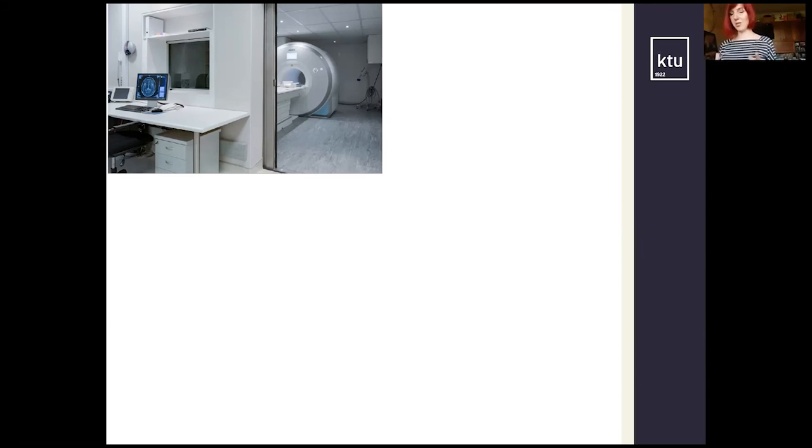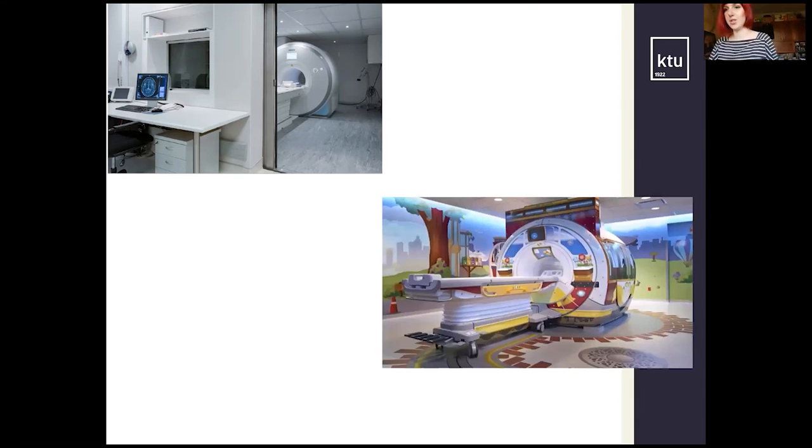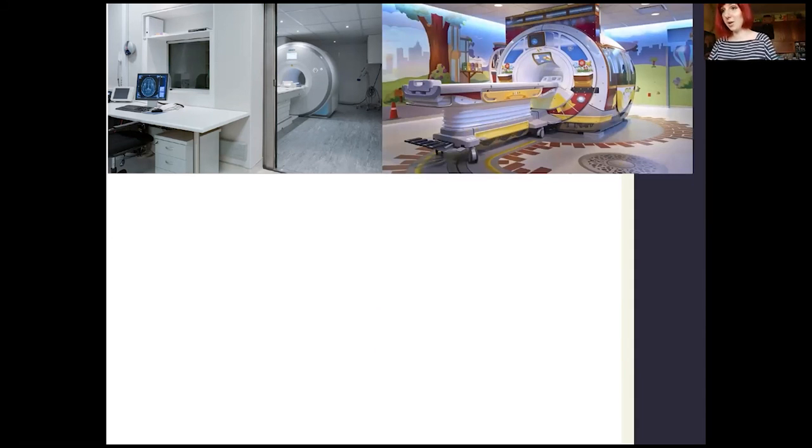And imagine being put into this horrible machine that's making this scary noise. So people are trying to think what kind of solution they could propose so that children feel more comfortable going into an MRI. So this is an example of what they came up with. Now it looks like a playground. It looks fun, and children are not that scared anymore to go there.